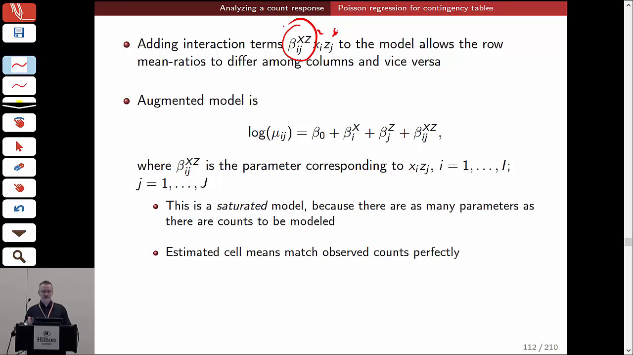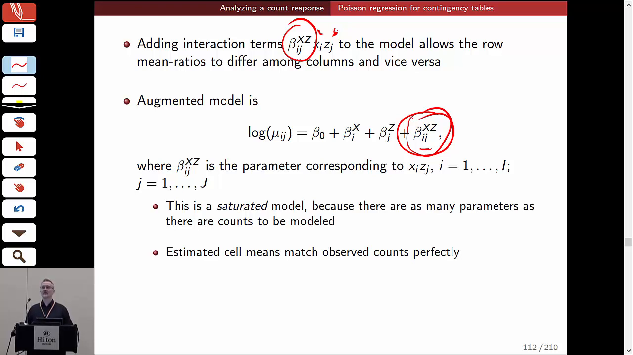combination. The augmented model can be written, rather than writing out a whole long sequence of explanatory variables, by just adding that symbol in, which says that when you're in the ith row and the jth column, you pull off an additional value that gets added into the model. That's the parameter corresponding to the product xi and zj. This turns out to be a saturated model because there are exactly as many parameters as there are counts to be modeled.